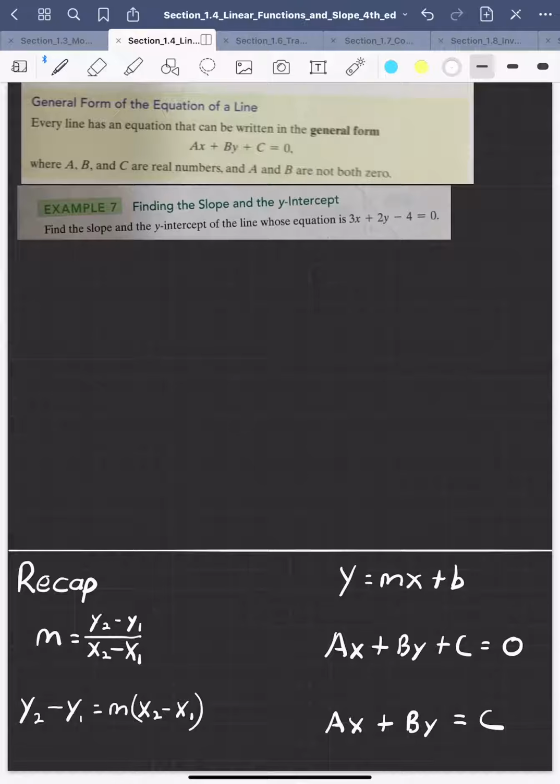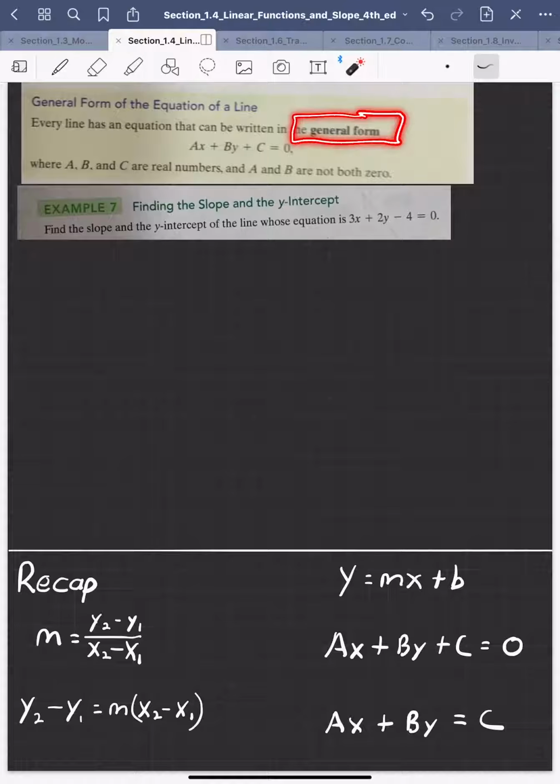This is the last little bit of information from, this is really 1.4, and then we'll proceed to 1.5. So another way of writing the equation of a line is what we call the general form. And at the bottom here, you can see all these different ways of writing the same thing. And I'll tell you why we have so many different ways of doing it and why it's useful. But right now, let's just make sure we understand.